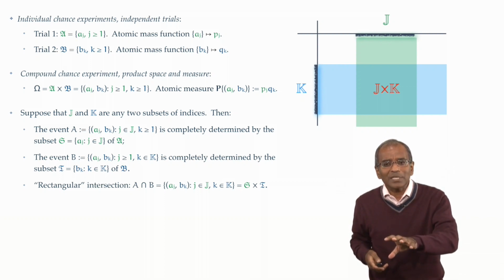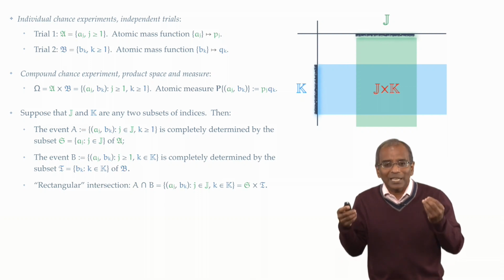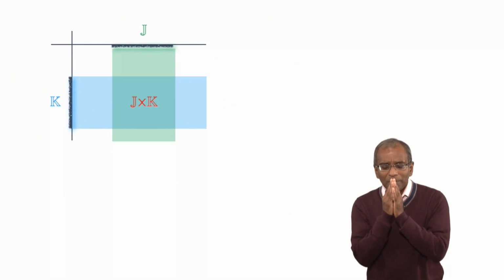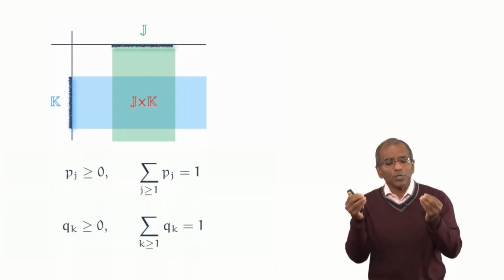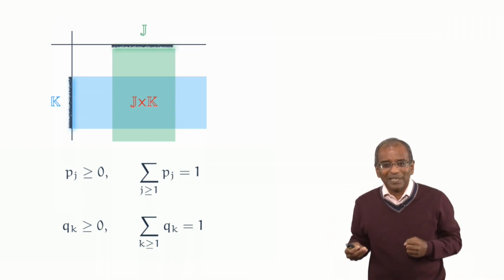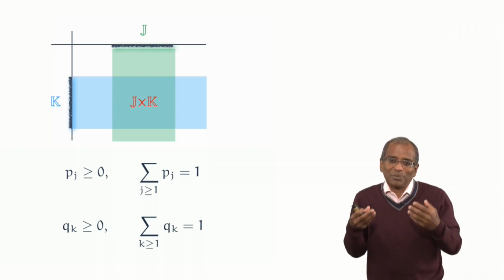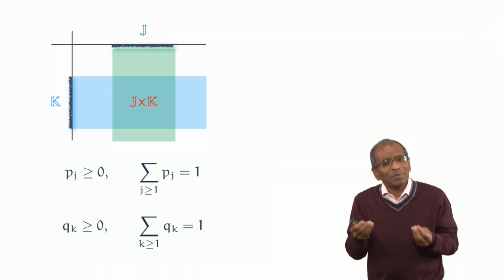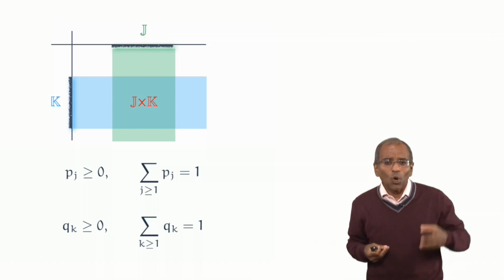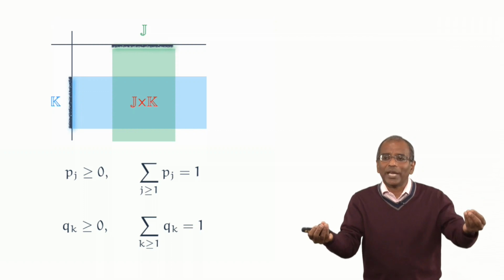Of course, what matters now is what are the chances of all of these events, and does a rule of products emerge? Let's pause and take a look at this now. First, we start with the individual chance experiments, and we're allocating mass functions to each of them. P sub j for the first, Q sub k for the second. Naturally enough, the mass functions have to be non-negative, and they have to be properly normalized. All possibilities for the first trial have to add to 1. All possibilities for the second trial have to add to 1. So the p sub j's add to 1 and the q sub k's add to 1.